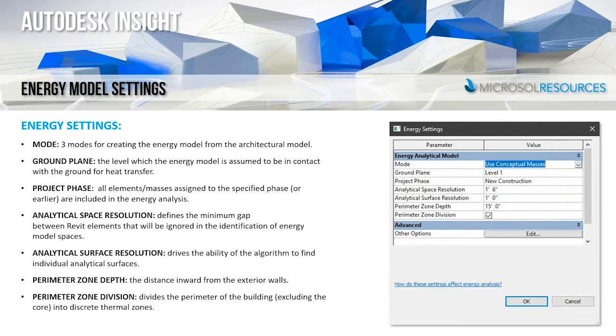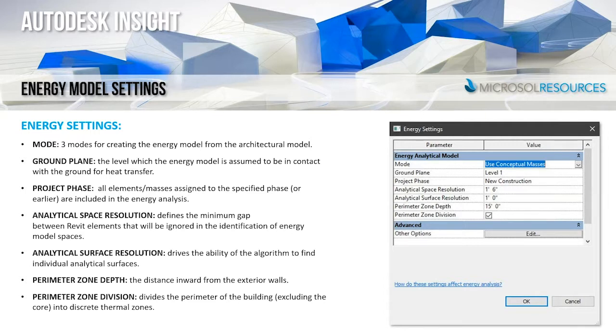space resolution. So for that parameter, just to give you an idea of changing the numbers, the default value, as we can see here, for the analytical space resolution is 1'6". The minimum value would actually be 6 inches, and the maximum value is 10 feet. So you can see there's a pretty wide range of the settings that you can use for this.